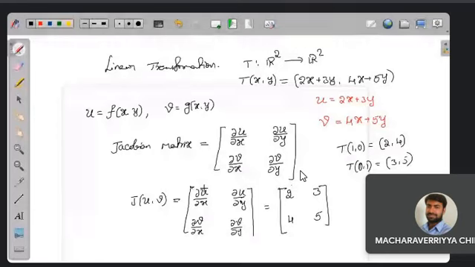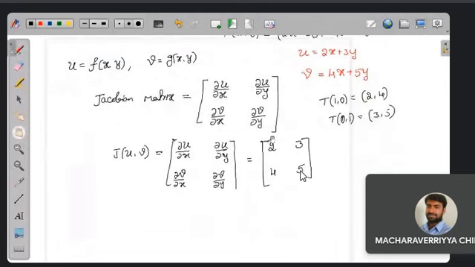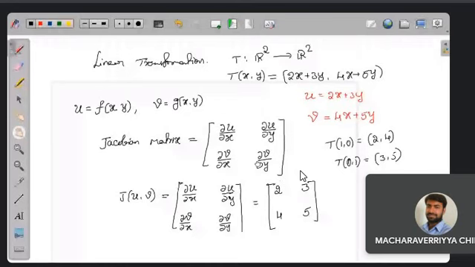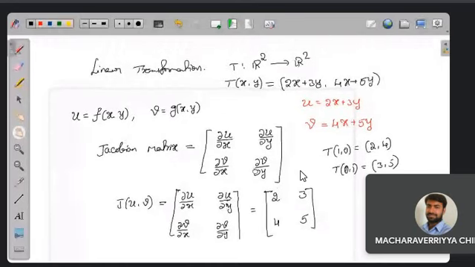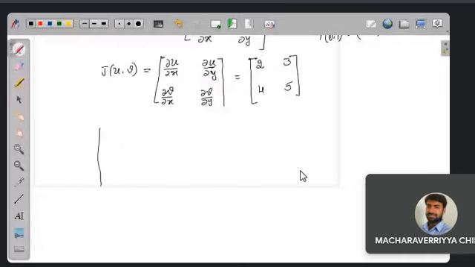Okay, but in non-linear case, how we can see that? How we can see this Jacobian matrix? And there is one more specialty about this Jacobian matrix, because whenever you have a linear transformation, let me do one thing. I'm defining some new linear transformation. Let me name it as T naught, which is 2x comma 3y.